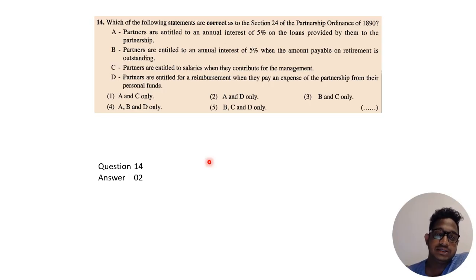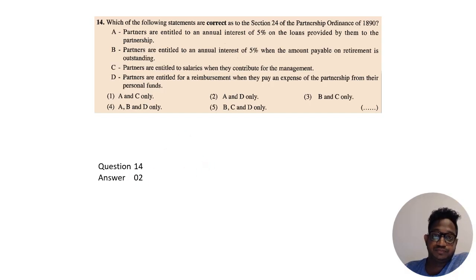Right? See, partners are entitled to salaries when they contribute for the management. That's incorrect, because the 24th section says partners are not entitled to annual salaries and interest on capital. And the last one, partners are entitled to reimbursement when they pay an expense of the partnership from their own pocket. That's correct. So the correct answer should be A and D only.